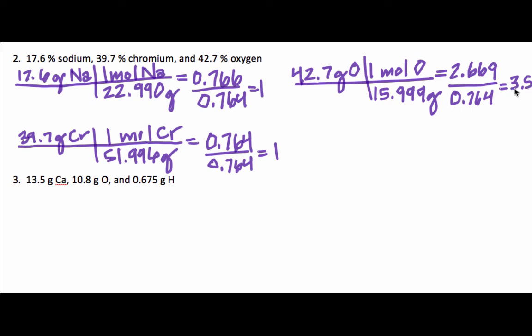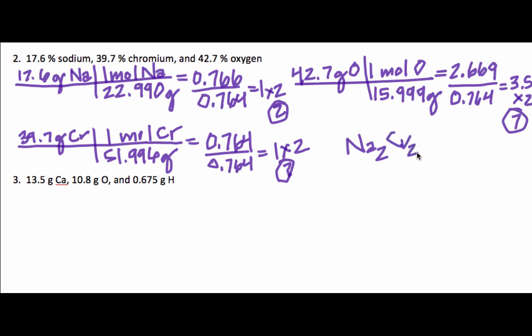So if you think about this, 3.5 is 3 and a half. If you want to multiply a half by a number to make it a whole, you multiply by 2, and that's exactly what we're going to do for each of these. So 3.5 times 2 is 7. 1 times 2 is 2, and 1 times 2 is 2. So your formula here will be Na2Cr2O7, which is sodium dichromate.